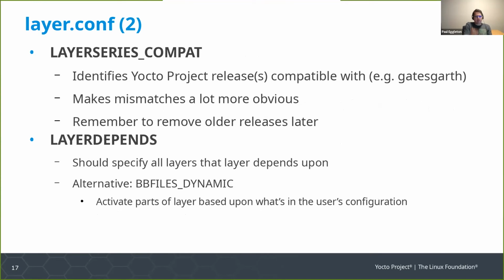There are two particular variables I'll call out that appear in layer.conf. There's LAYERSERIES_COMPAT that identifies the Yocto releases that this layer is compatible with, and it makes mismatches absolutely obvious if they occur. Just remember to keep the value up to date as you move to new releases with your layer.